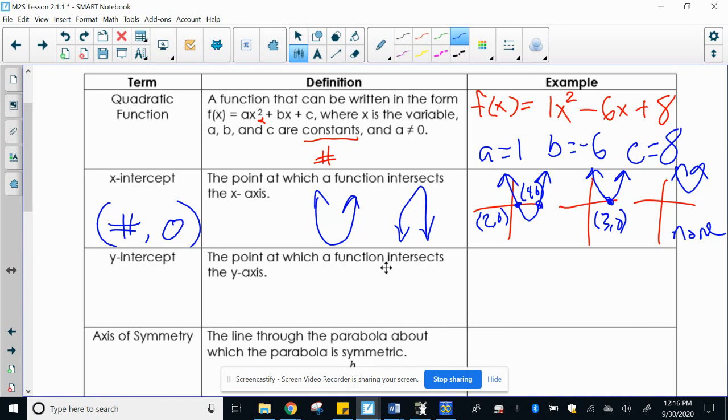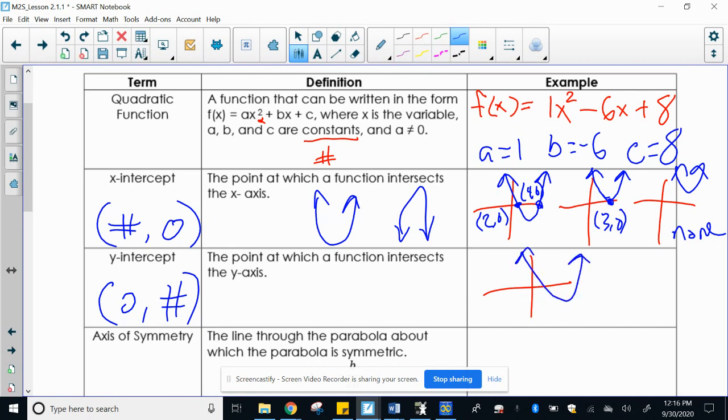A y-intercept is a point where we're crossing the y-axis. That's always going to be 0, comma, some number. So for example, if I drew out another xy plane, maybe my quadratic function looks something like this.